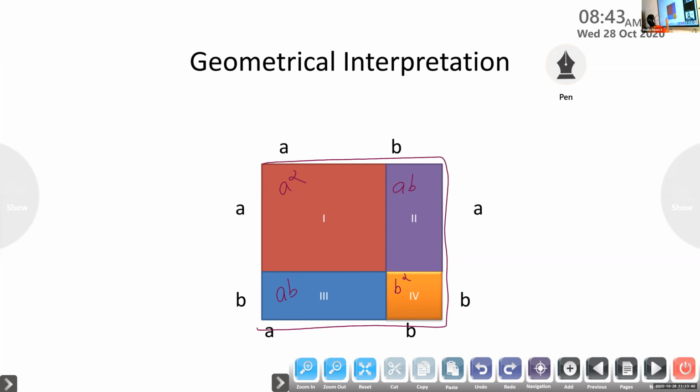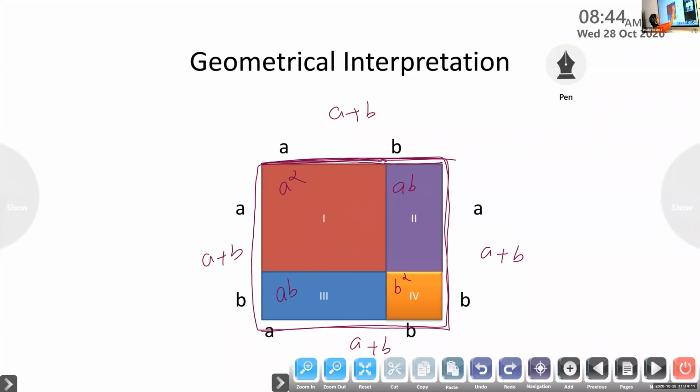And this is a square. What is the length of the side of this square? This much it is A. From here it is B. So what is the total length? A plus B. So this side is A plus B. This side also A plus B. This side also total length A plus B. Here also A plus B. So the total length of this square is A plus B. Understood that?